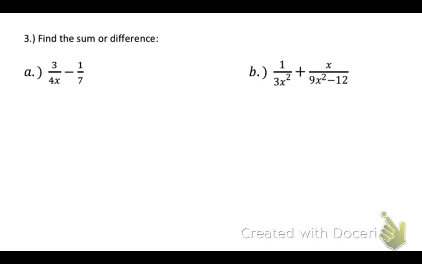So now we're going to find a difference on this. So there's no factoring to do, no simplifying in either of these rationals. So let's build our common denominator.